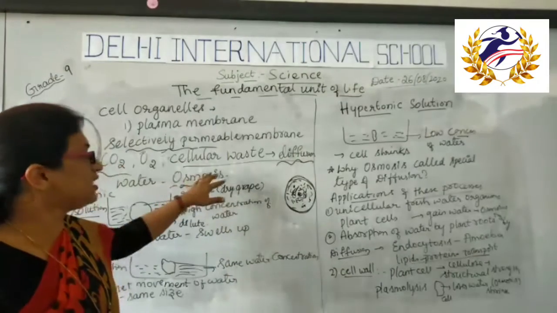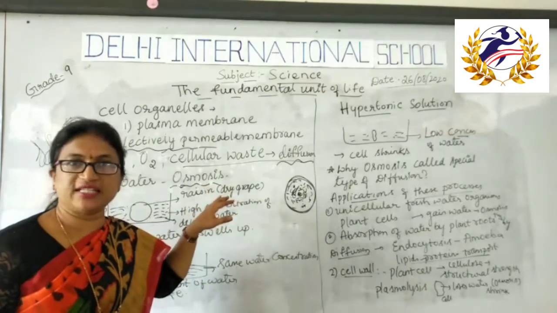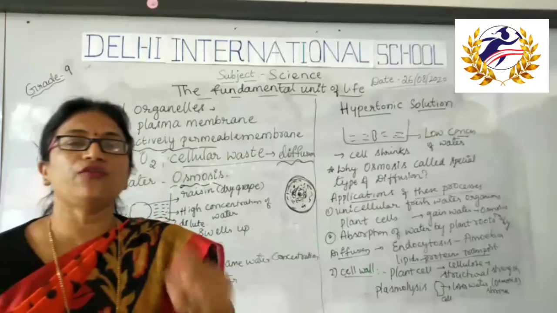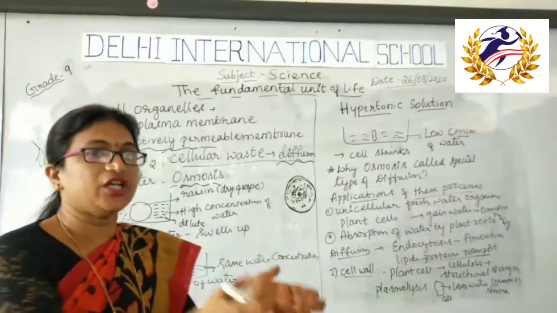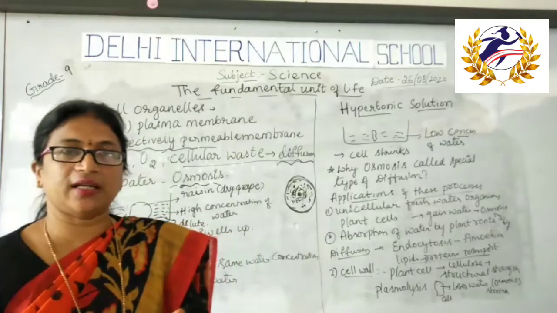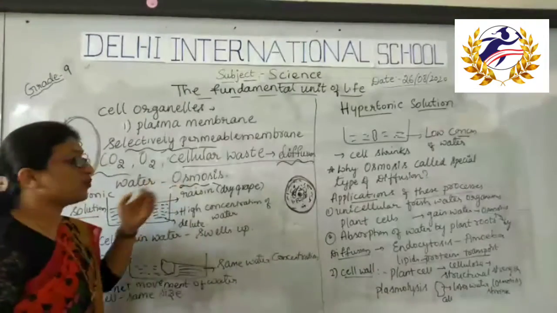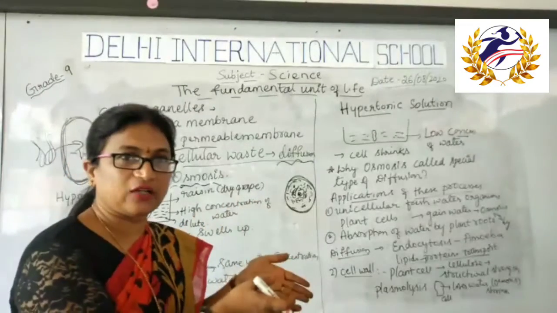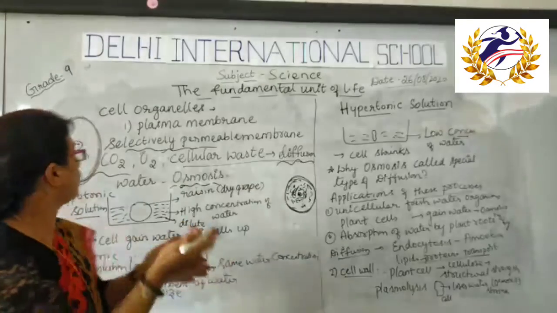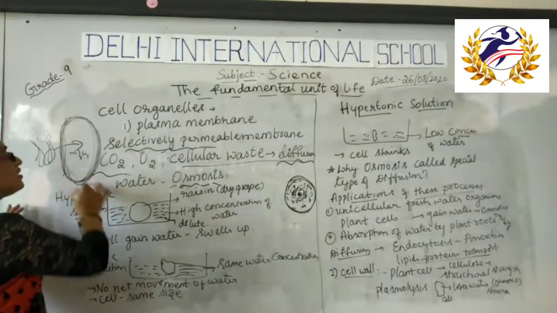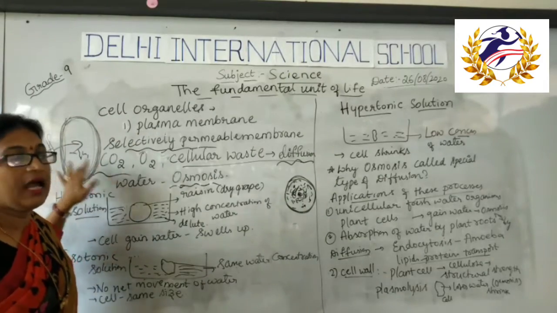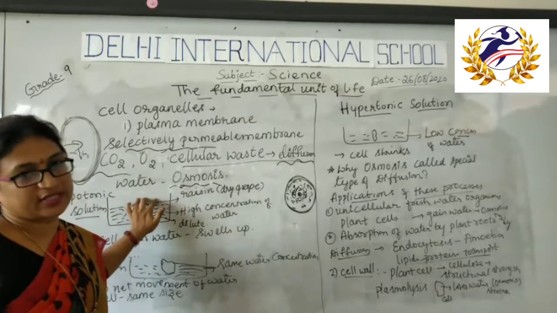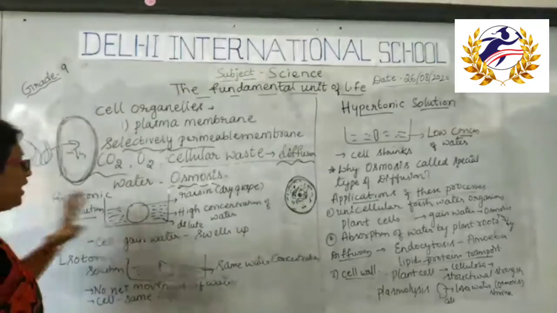Can you notice the difference between diffusion and osmosis? Diffusion is the transport of molecules from the region of higher concentration to the region of lower concentration. But osmosis is the transfer of molecules from the region of higher concentration to the region of lower concentration across the selectively permeable membrane. That is the difference.